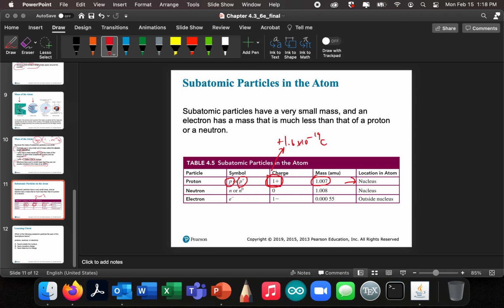A neutron, its symbol is N0. It has a charge of 0, and its mass is about the same as a proton. It's about 1 AMU, and it's found in the nucleus. An electron, here's where things get screwy. E minus is the symbol. It has a -1 charge, same as this charge but the opposite in sign of a proton, but it's way smaller. Look at how much smaller it is in atomic mass units. It's about 1/2000th the size, and it's found in its own area outside the nucleus.